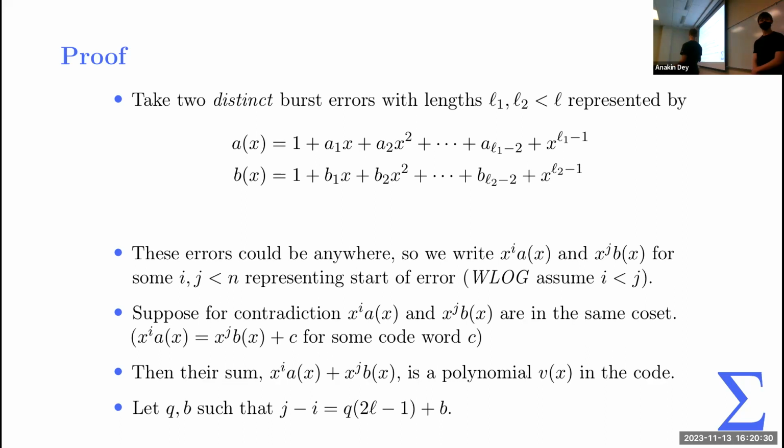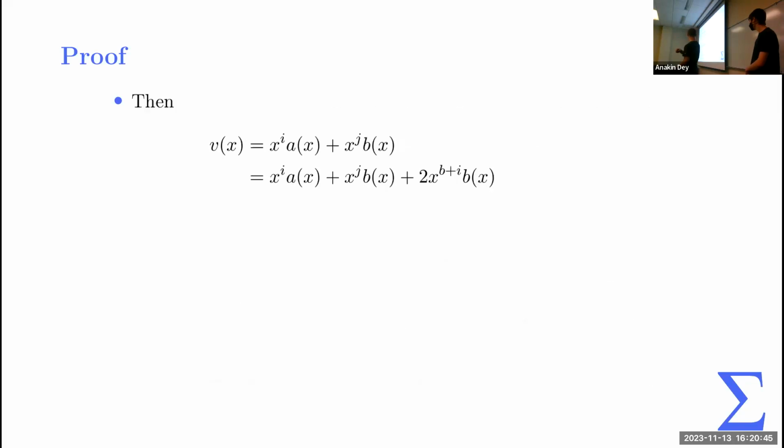And then this is another, seems arbitrary, but it's gonna make sense later. We're just dividing j minus I by 2 to the L minus 1, and then B gives us the remainder. And then we're gonna take that. So we just have some B and some Q to make that true. And that's gonna be important in a second here.